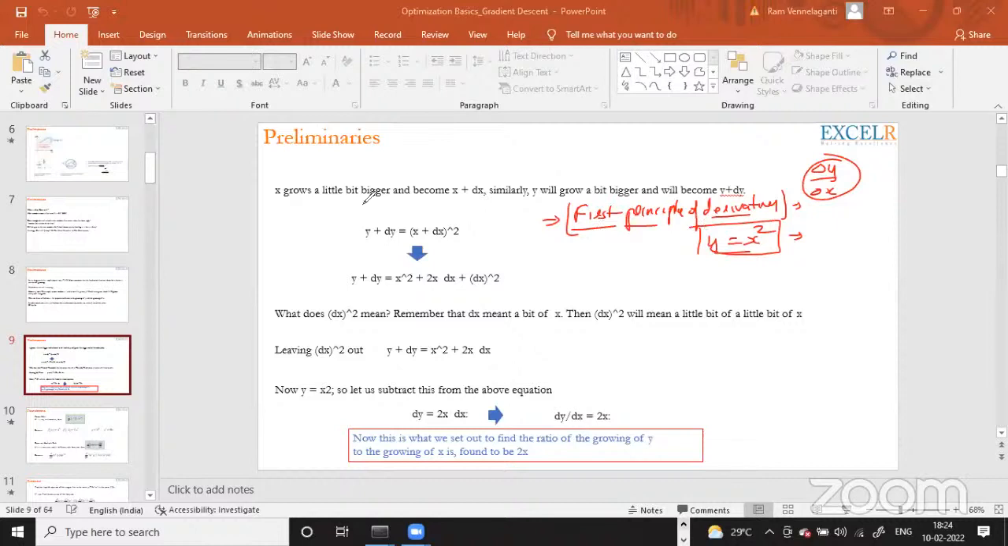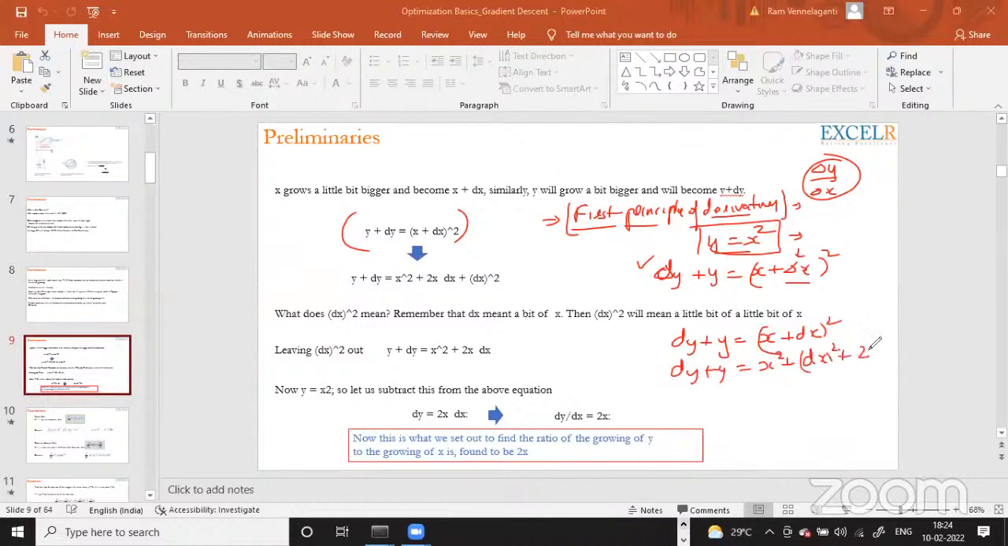And now let us produce some small change in x. So x plus delta x. This is a small change you are producing in x. This small change is going to cause a small change in y for us. You can call that dy or delta y. Anything is fine for us. So y plus dy is equal to x plus dx whole square. Now when you expand this, x square plus dx whole square plus 2x dx.